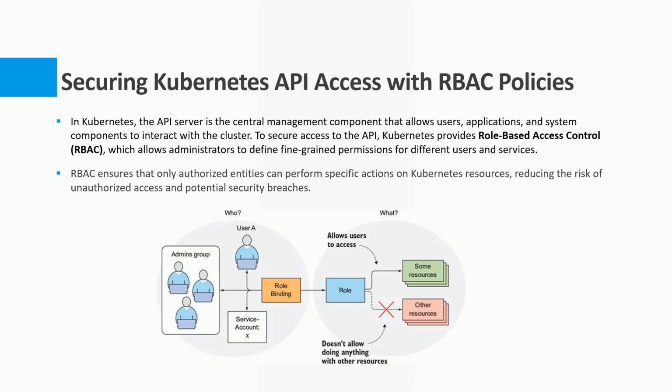Suppose the developer user account or service account tries to access any other resource in that namespace. Suppose it is trying to access the deployment, so it will not be allowed. And suppose it is trying to create a new pod within the same namespace, it will be denied. So this approach ensures controlled access based on the principle of least privilege. So this is the approach of RBAC policies. So that's all. We'll understand more about RBAC in the upcoming lectures.